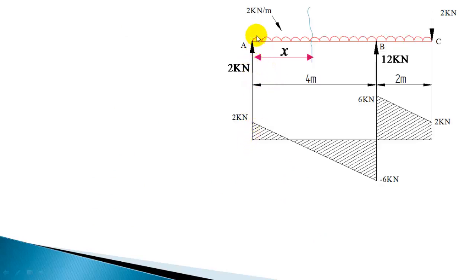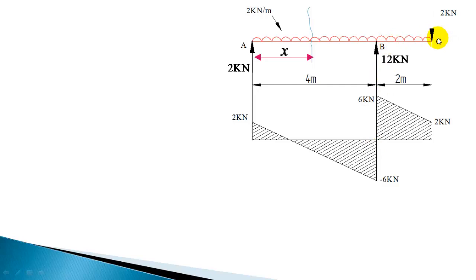Shear force right of A is 2 kilonewton and left of B it is minus 6 kilonewton, and due to UDL the shear force will vary linearly. So 2 to minus 6, the variation is linear variation because of UDL. You can join it by a straight line.